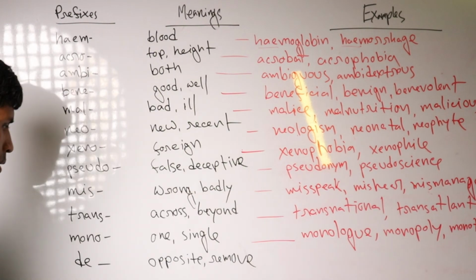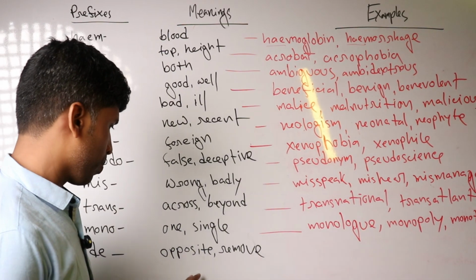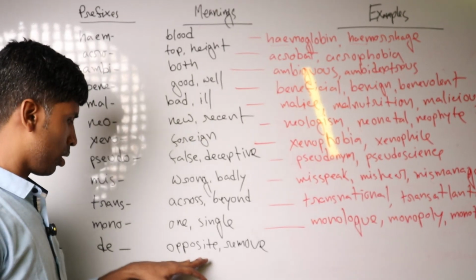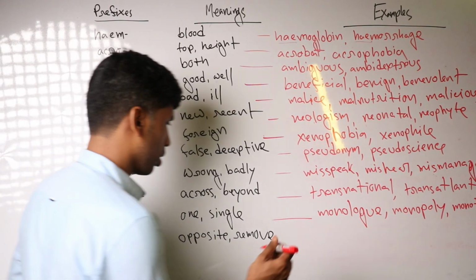All right. Finally, we have D. I think I mentioned this before. D is, it means something opposite. Okay.